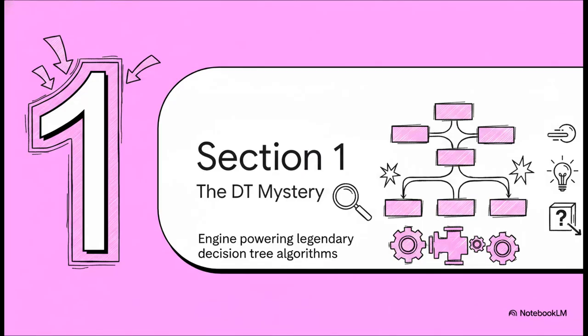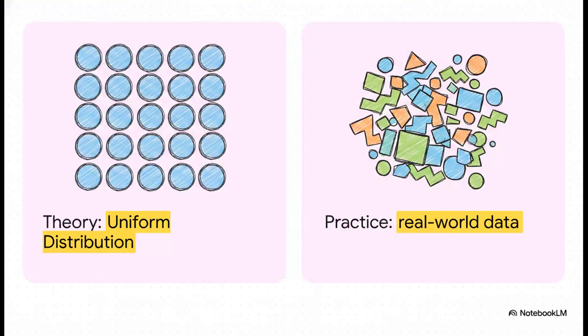Section 1. The Decision Tree Mystery. To really understand this mystery, let's think about the top-down greedy heuristic. You know, the engine behind classic algorithms like ID3, C4.5, or CART. It basically works by iteratively growing a tree from the top down, just greedily picking the best feature to split on at each step. In practice, it's fast, it's intuitive, and it is highly interpretable. But, well, here's the catch.